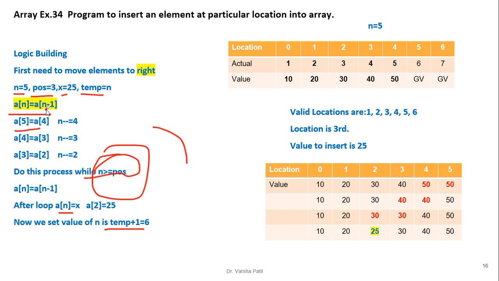See, a of n is equal to a of n minus 1. So n is 5, 5 means 4. A of 4 is shifted to a of 5. So in this diagram also I have shown the operation.